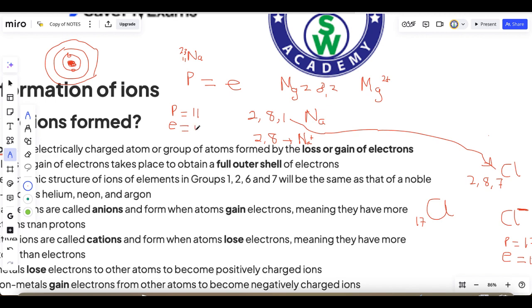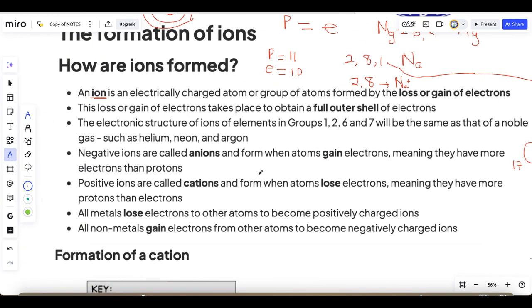Since it has lost one electron in the outermost shell, electrons are fewer. So it's now more positive than negative. That's why it is Na+, because it has more positive. Protons are responsible for the positivity. Okay, now let's move on.